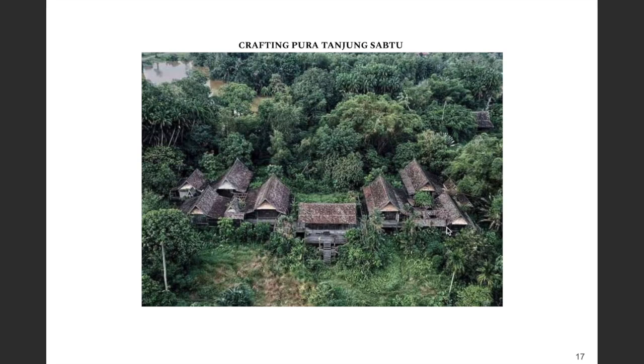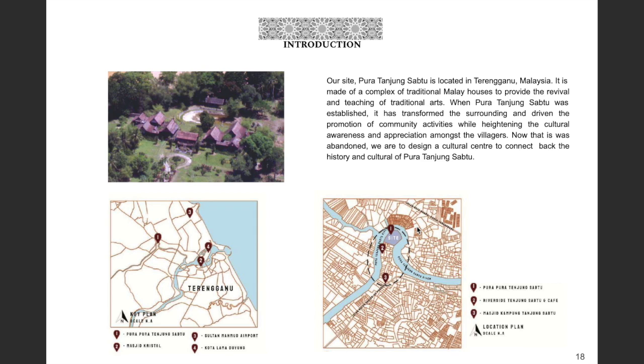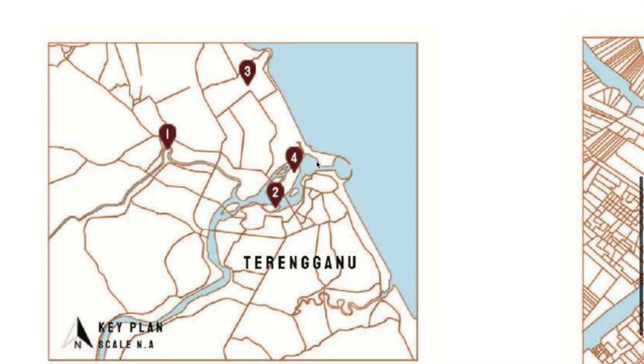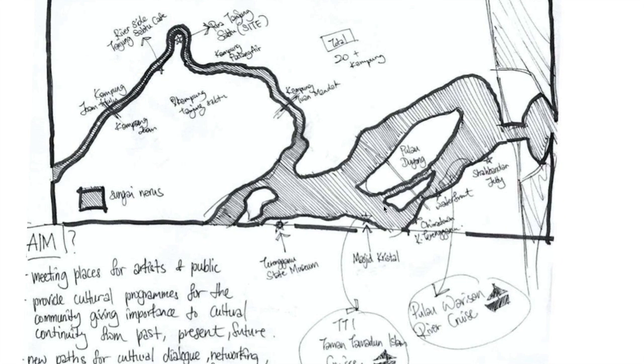This is our site, Pura Tanjung Satu. It was a royal homestay back in the 90s. Basically, it is now abandoned because when the owner passed away, no one wanted to take care of it. So our task is to heighten the awareness of this and appreciate the craft more. As you can see here, the town of Terengganu is located in this area, and our site is located here. Throughout my findings, there's actually a cruise service from here.